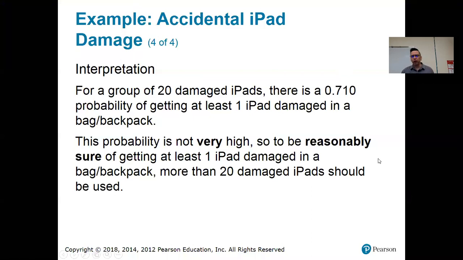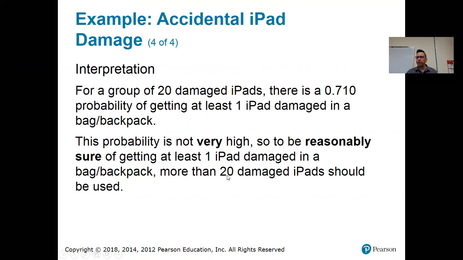All right, so for a group of 20 damaged iPads, there is a 0.71 probability of getting at least one that was damaged in a bag or backpack. That probability is kind of high, but I would not bet very much money that that's going to happen. So to be reasonably sure of getting at least one that was damaged in a bag or backpack, you should pick more than 20.